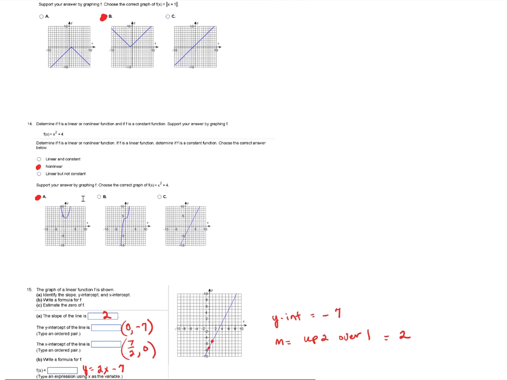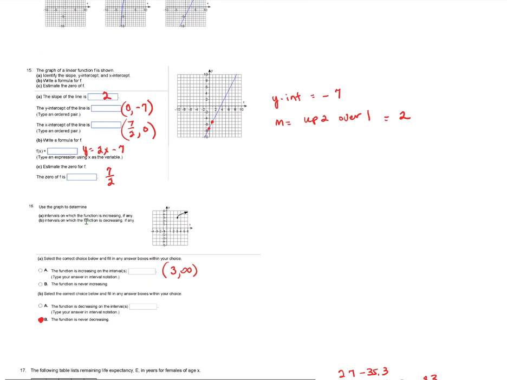Number 14, x squared plus 4. We know that that's a parabola. Goes in the nonlinear category. And this is not a parabola. This is not a parabola. So by elimination, we could get this. Or we could graph it in our calculator and check that.